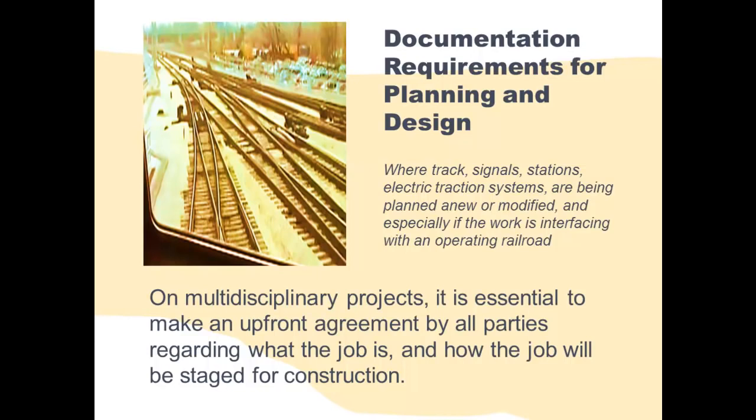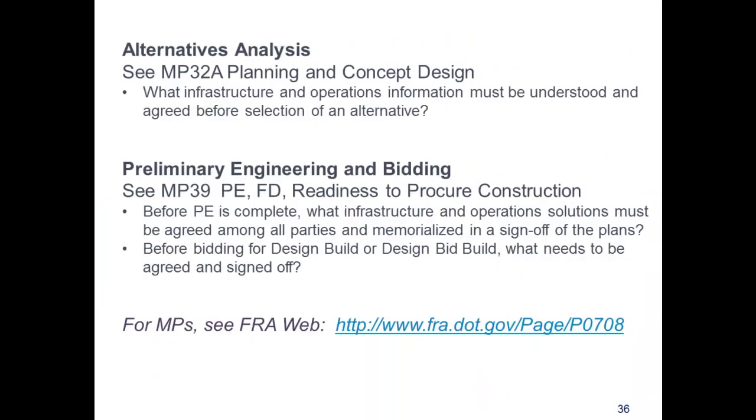For each railroad project, the planned track, signal, station, and operational changes need to be understood and agreed to by all parties in writing. All parties need to agree on what the job is and regarding construction, especially if the work is interfacing with an operating railroad. The upfront agreement by all parties must describe how the job will be staged for construction. So essentially, you need to get everybody around the table, try to get benefit for all, develop an agreement, and finally sign off from each party.